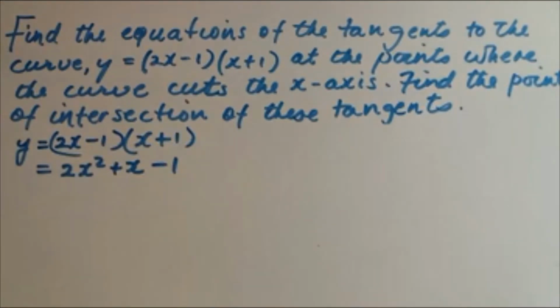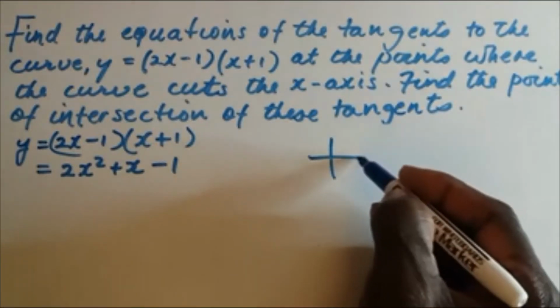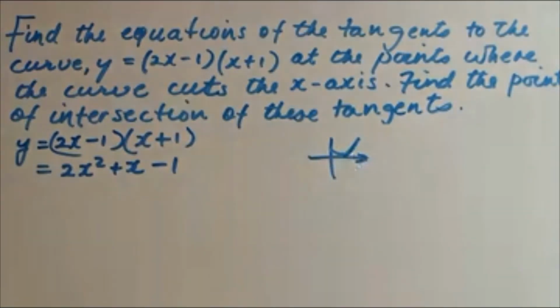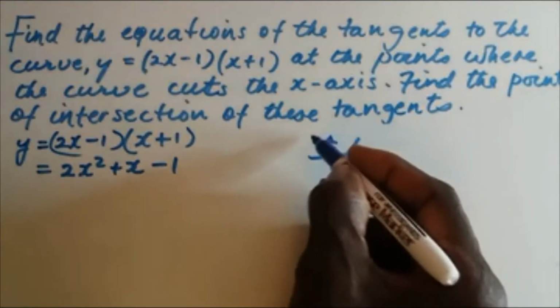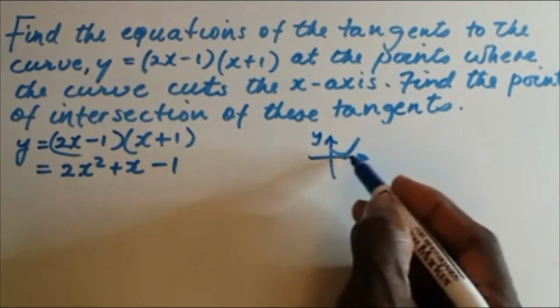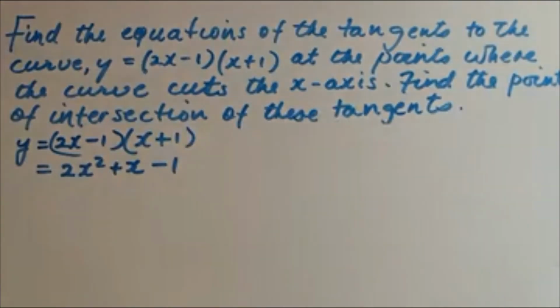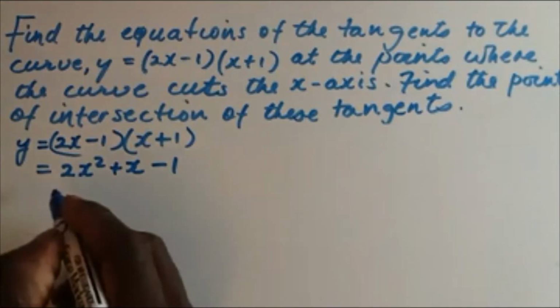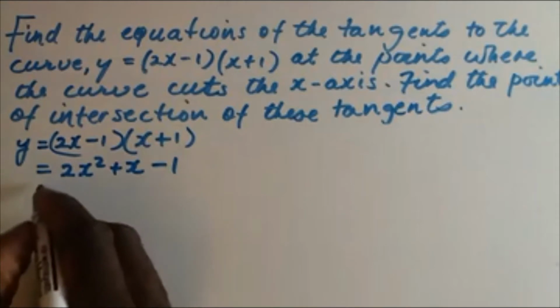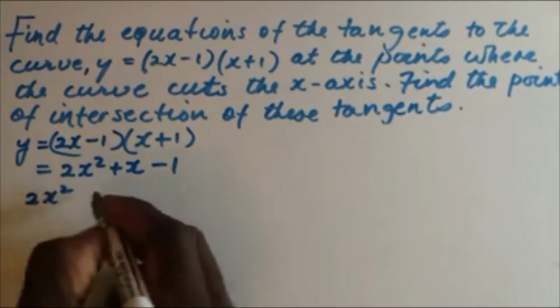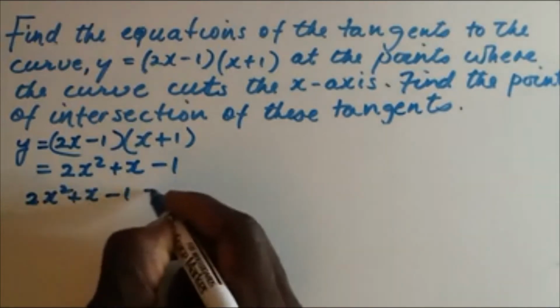We're told that the curve cuts the x-axis, and if we were to draw a little sketch here, if the curve cuts the x-axis, then y must be equal to 0, because this is the x-axis. So that implies that y is equal to 0. And so we can equate this to 0. So we have 2x squared add x minus 1 is equal to 0.